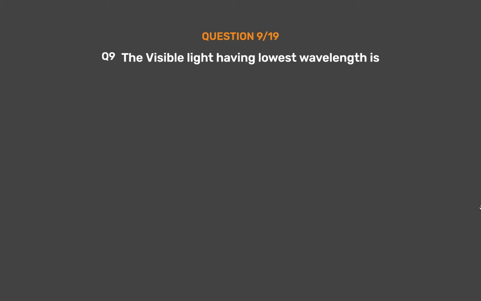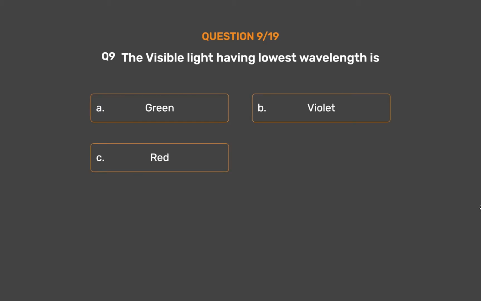Question number 9. The visible light having lowest wavelength is option A, green, option B, violet, option C, red, option D, yellow. The correct answer is option B, violet.